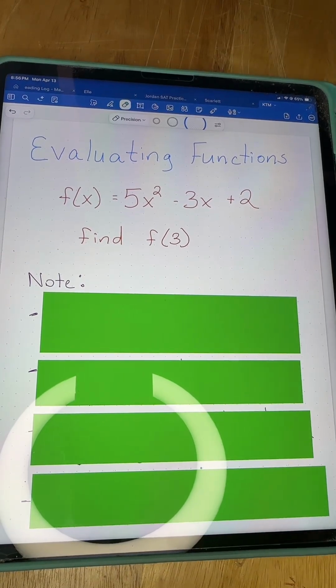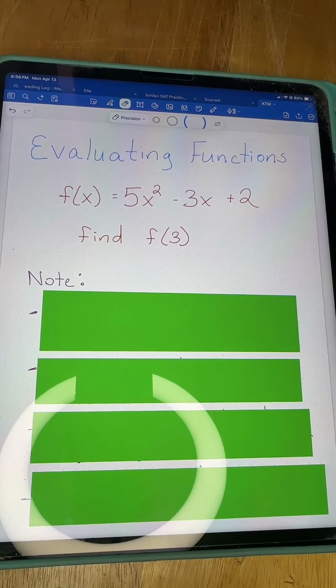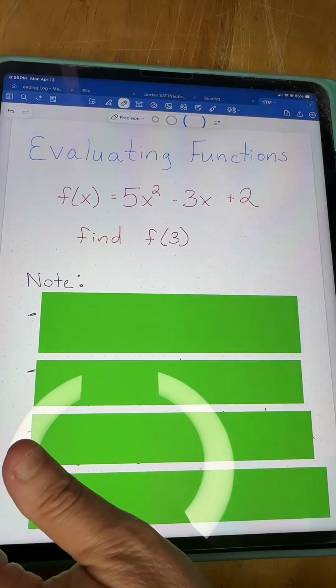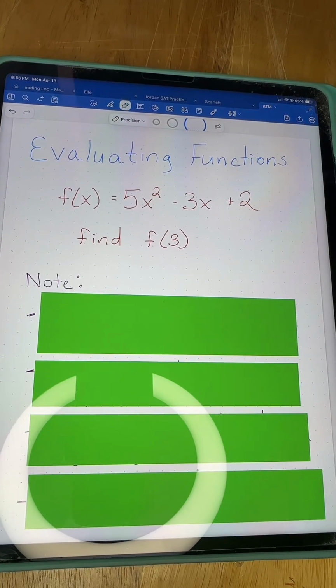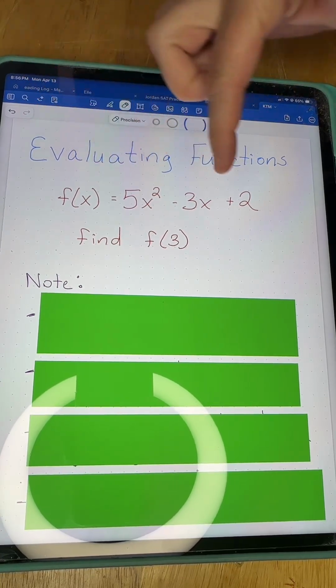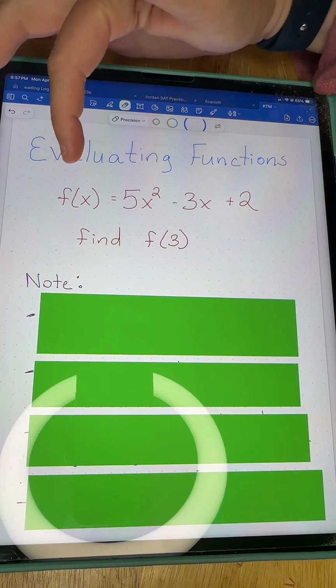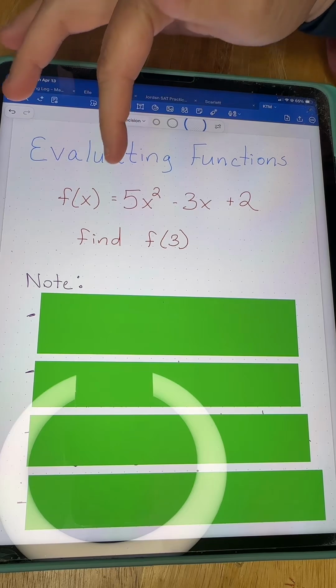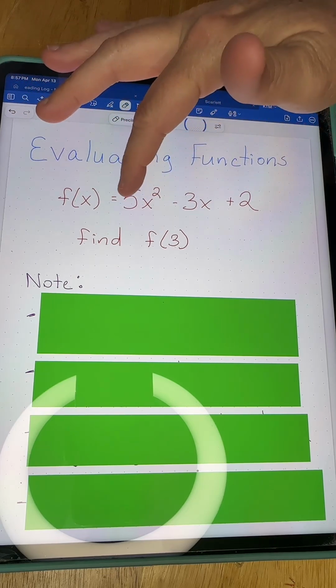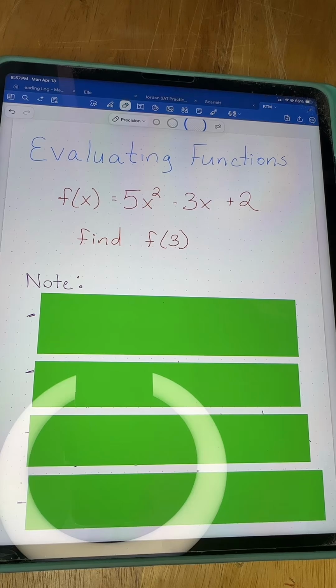Okay, so let's get to this. All right, so this is function notation. You'll also hear it referred to as evaluating functions, because you're evaluating to find out what the final value is. So this is a function. Quick notes: this f of x just means the function of whatever our x is, okay? So f of x is going to equal whatever this is. And we're going to be finding f of 3. That's our example we're going to be working through today.